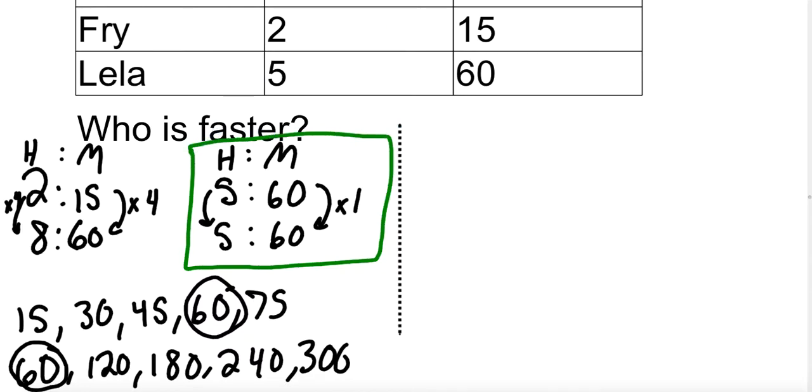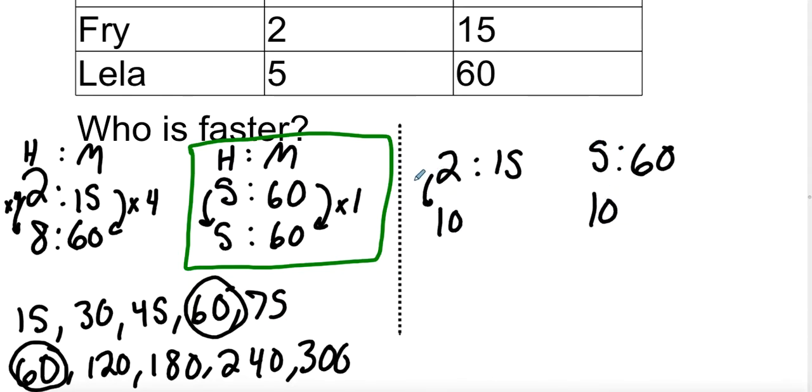Now again, you can solve these two different ways. So we're going to be using the same ratios of 2 to 15 and 5 to 60. But instead of having the same number of miles, we're going to use the same number of hours. And if you look at these two values of 2 and 5, I can see there's a common multiple of 10 between the both of them. 2 times 5 is 10. 5 times 2 is 10.